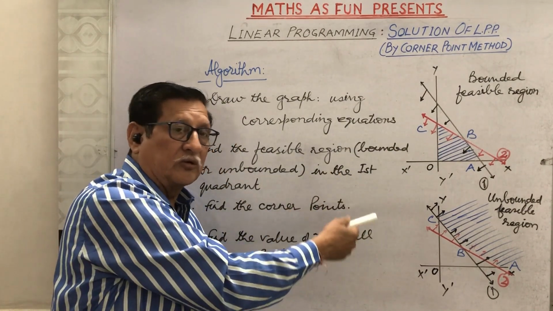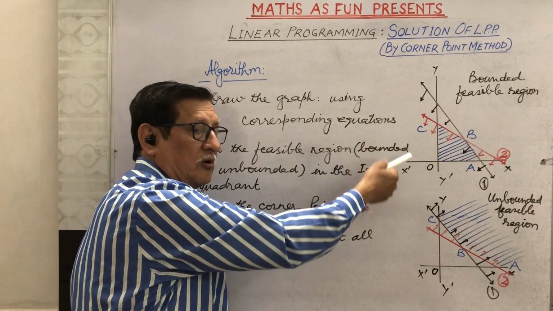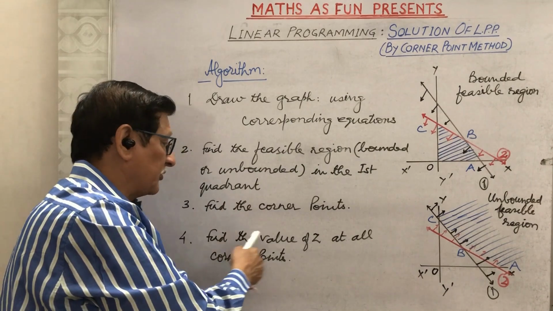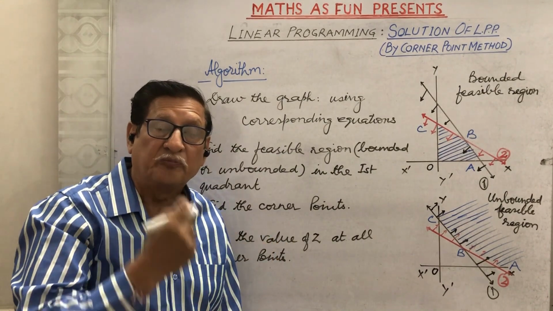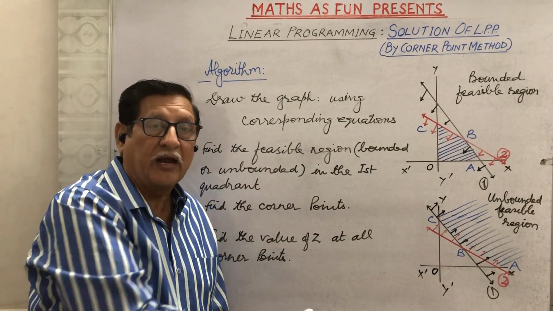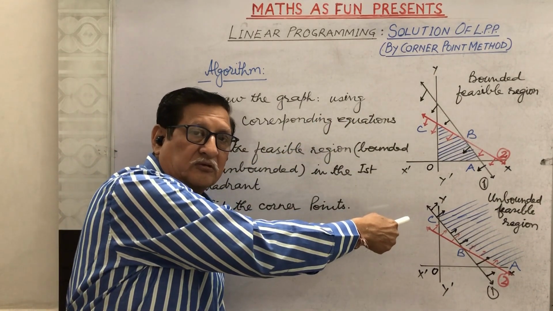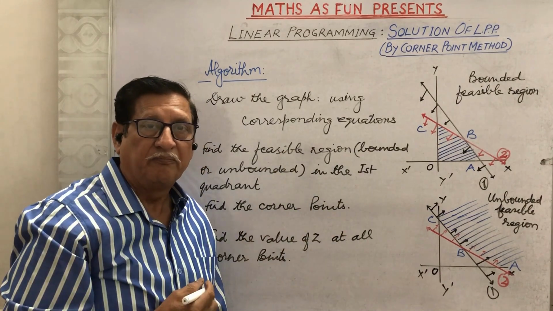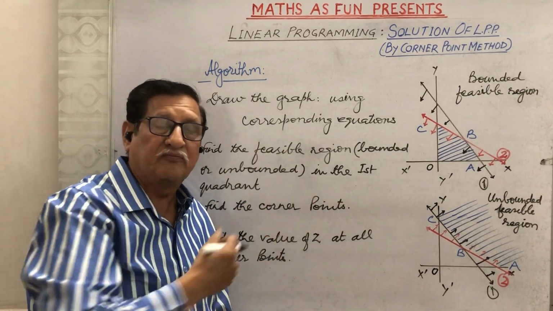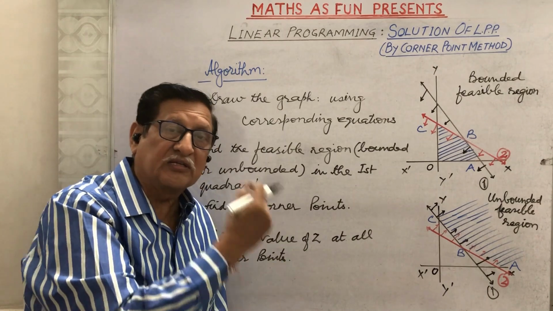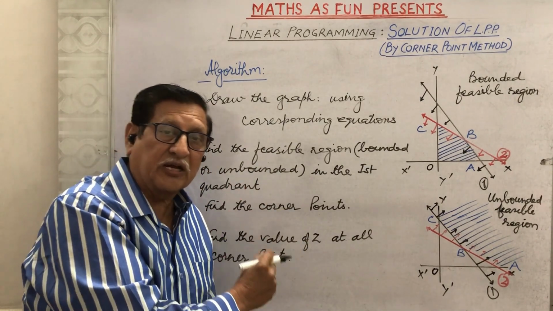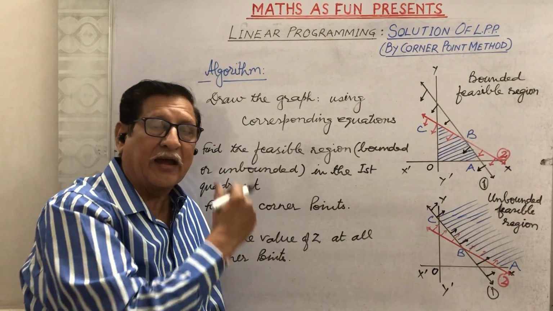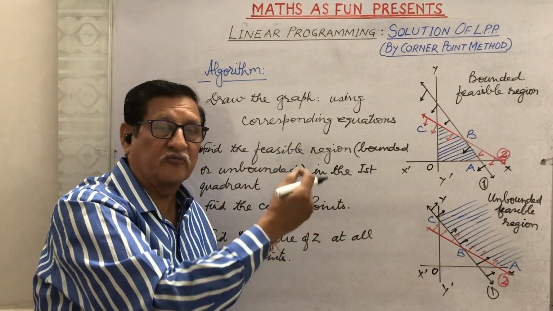We will take the coordinates of all these corner points. Then the last point is to find the value of the objective function z at all these corner points. Some point of them may show the minimum value of z and some point may show the maximum value. So wherever we find the minimum value of z, that is the minimum value of the objective function, and at particular values of x and y.